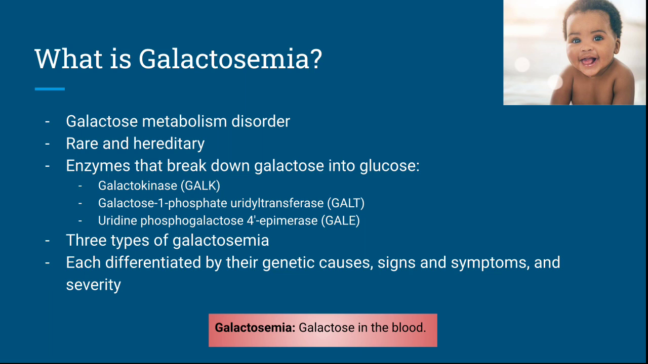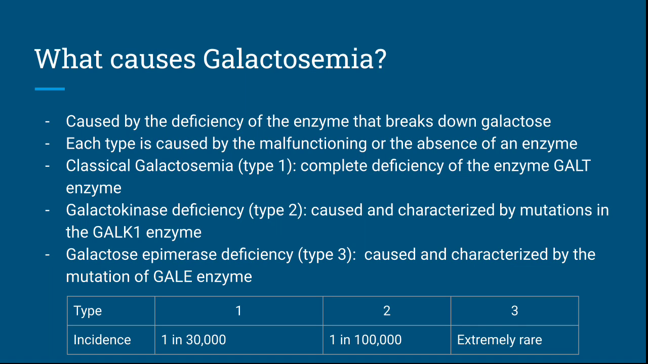So, what causes galactosemia? Galactosemia is caused by the deficiency of the enzyme that breaks down galactose. But what makes each of the three types different from the other is the enzyme that is either impaired or unavailable. Classical galactosemia type 1 is the most common of the three.